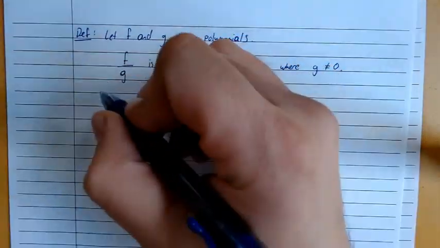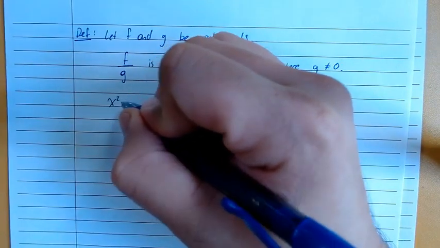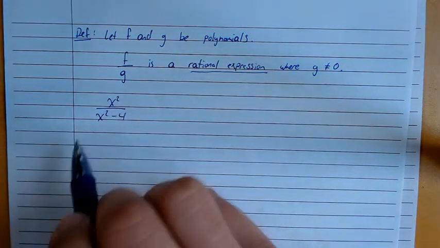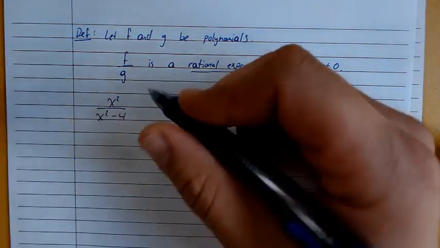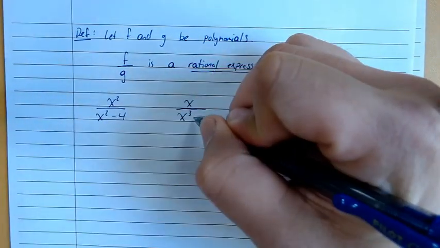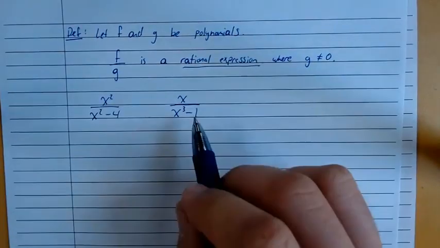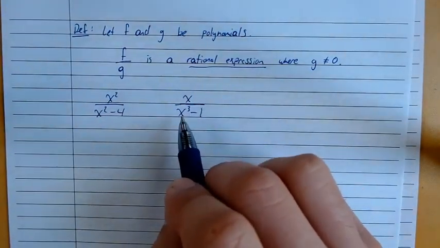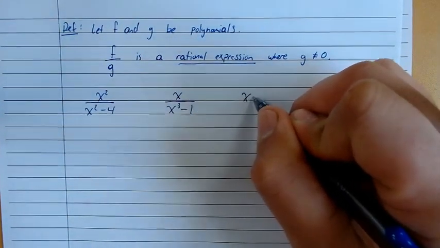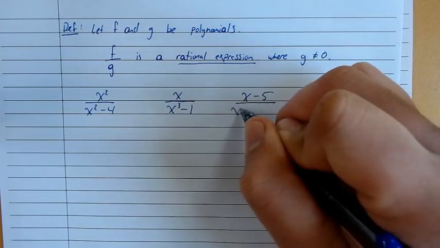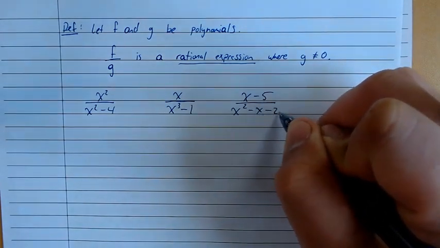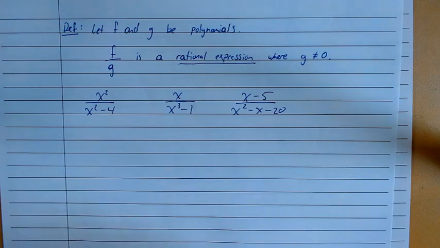Okay? So, for example, let's say we have x squared over x squared minus 4. That's a rational expression. It's a polynomial over a polynomial. I can change the powers in the numerator or the denominator or both. They don't have to be the same. There we go. That's a rational expression, a polynomial over a polynomial. Of course, a polynomial can have more than one term, right? So here we can say something like x minus 5 over x squared minus x minus 20. And that's a rational expression as well.